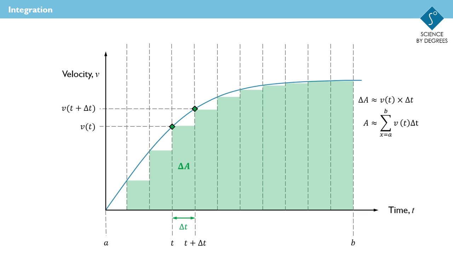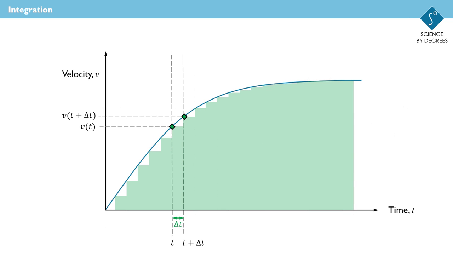Will this give us the right answer? Well, in general, no. The rectangles for our graph all slightly underestimate the area due to the shape of the curve. Look at these bits of missing area. But we can get closer to the correct area by choosing smaller intervals of time.